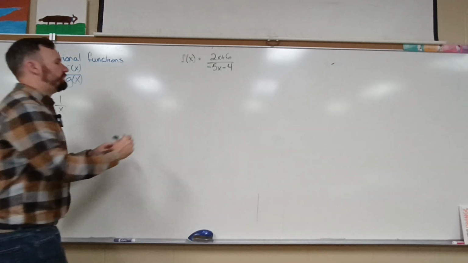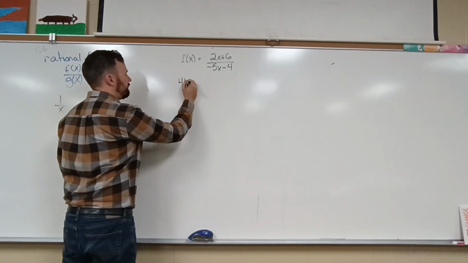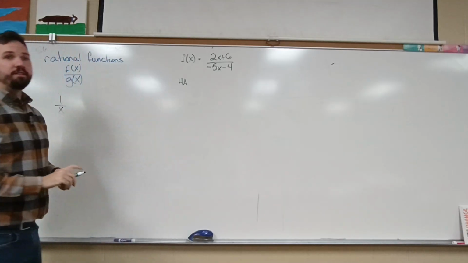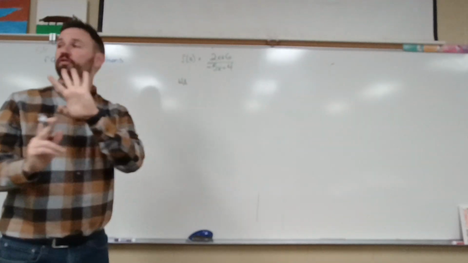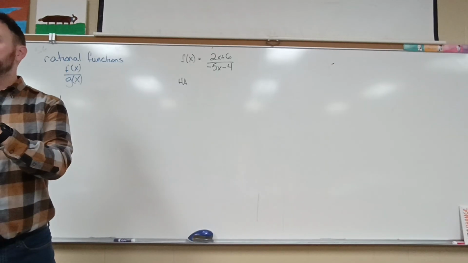So to describe it, we need to find the ha, the va, the x, and the y-intercept. Horizontal asymptote, vertical asymptote, x-intercept, y-intercept. Because if I have those 4 things, can I graph this? 100%.